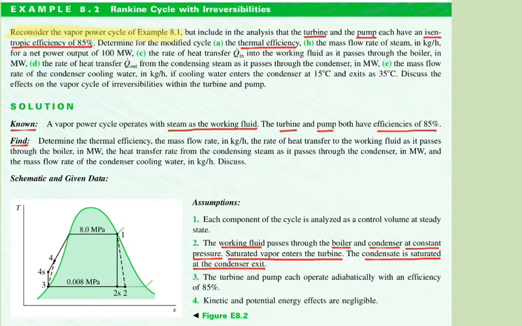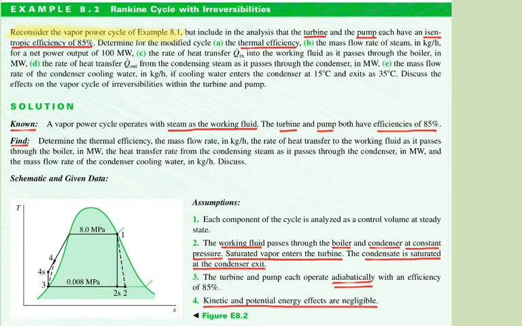Now, saturated vapor enters the turbine. That's saturated, meaning it is right on the saturation line. And the turbine and pump operate adiabatically. Okay, so as a reminder, adiabatic means Q is equal to 0. And through the Clausius inequality or the Clausius equality relationship, if the numerator is equal to 0, then the change in entropy is equal to 0.